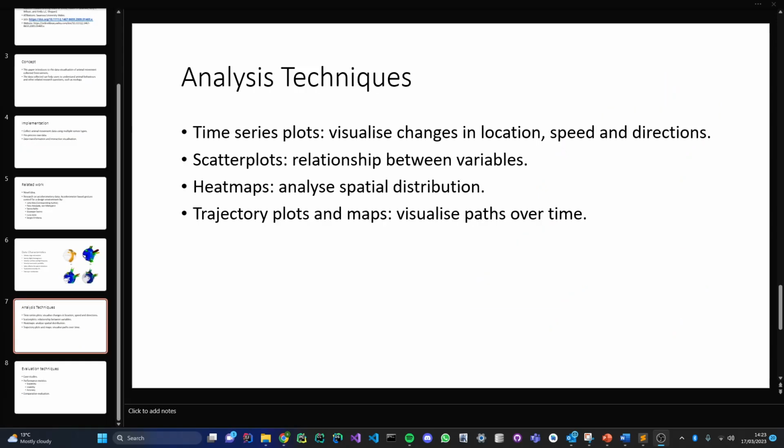Here are some of the analysis techniques. Time series plots to visualize changes in location, speed, and directions. Scatter plots for a relationship between variables, features. Heat maps to analyze spatial distribution in the map of the animals. Trajectory plots and maps to visualize paths over time taken by the animals.